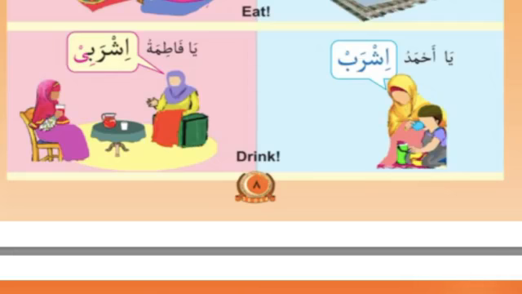Alright, so we notice that when you command a boy or a man or a male to drink, you say Ishrab in Arabic, right? So in the picture, Ya Ahmadu, Ishrab. The mom is commanding Ahmad to drink. Oh Ahmad, drink. Alright? And let's look at the picture on the left.